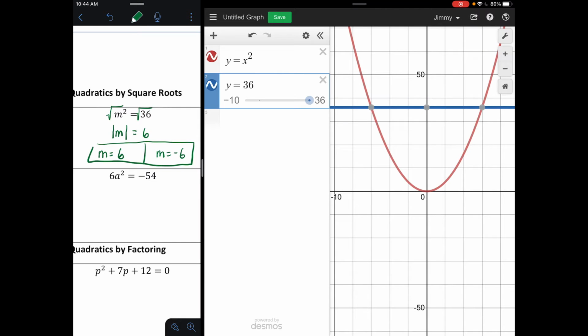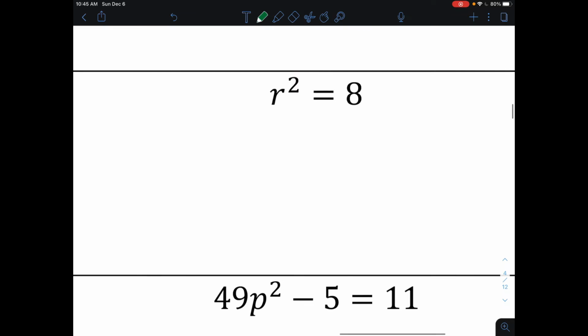Now, let's look at a way to check our answer here by using Desmos. What you can do is create two graphs. I can create the graph of y equals m squared, which I'm just going to use an x for, so y equals x squared, and then y equals the right-hand side, in this case 36. We'll solve this system of equations graphically, find our points of intersection, and the input, or the x values, are our answer. And you see how we got negative 6 and positive 6.